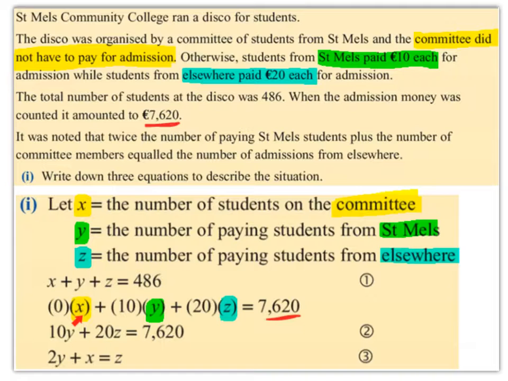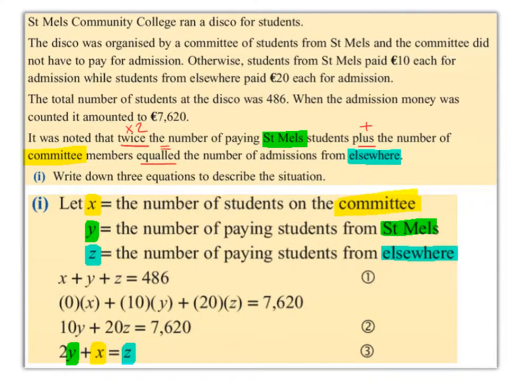So x represents the students from the committee. They paid €0 each. They didn't have to pay at all. y represents the students from St. Mel's. They paid €10 each. And z represents the students from elsewhere. They paid €20 each. And all of this added to €7,620. Now we're just going to simplify. 0 times x just cancels out. 10 times y is 10y. And 20 times z is 20z. And this is equal to €7,620. So here we have equation number 2. Now we're going to set up equation 3.